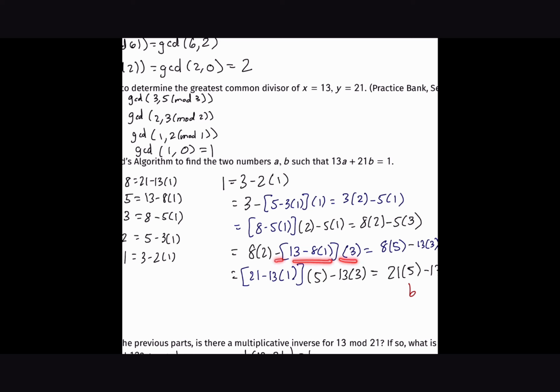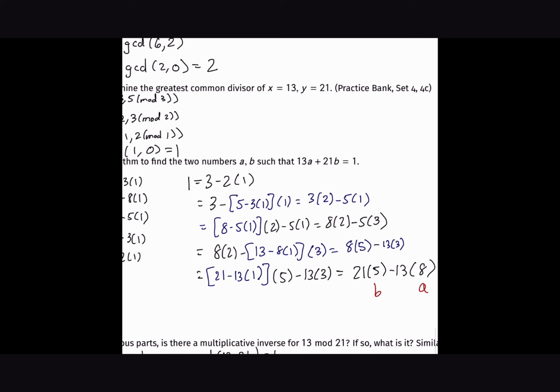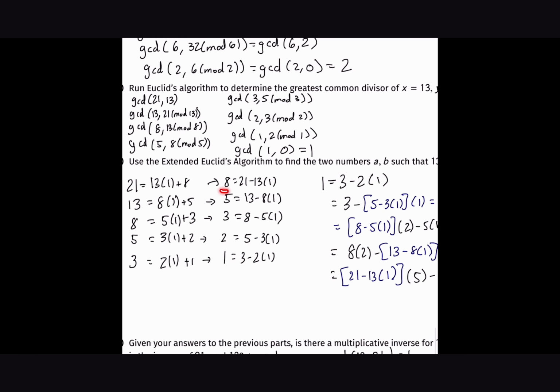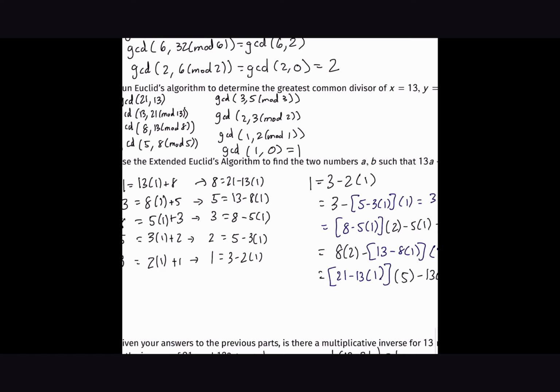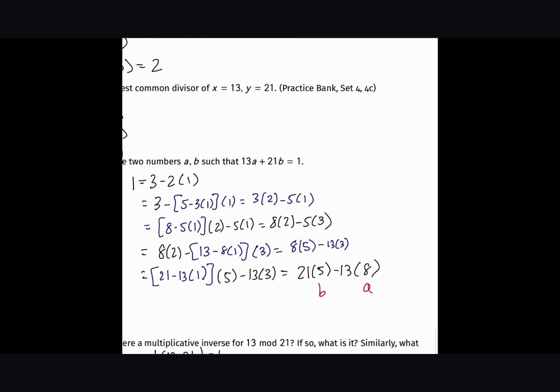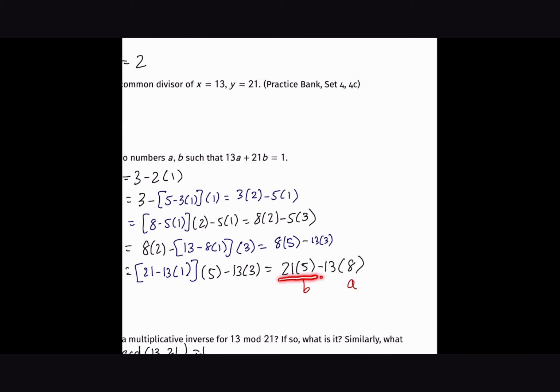And then we multiply by 3. We simplify this to get 8 times 5 minus 13 times 3. Now the only equation we have left is 8 equals to 21 minus 13 times 1. So we substitute the 8 with 21 minus 13 times 1, times 5 minus 13 times 3. We simplify this to get 21 times 5 minus 13 times 8, which is what we have right here. So we found out that B in this case is 5, and we know that A is negative 8.